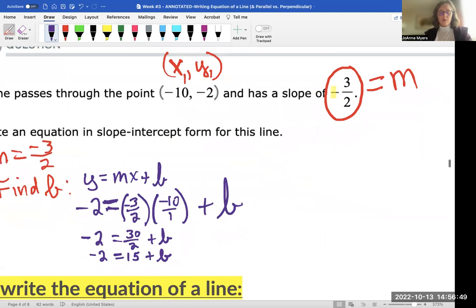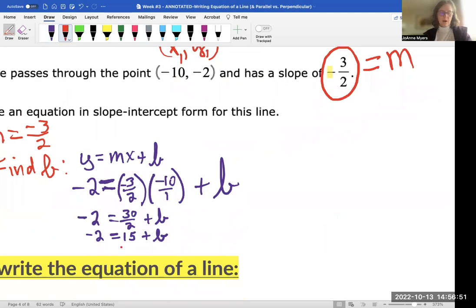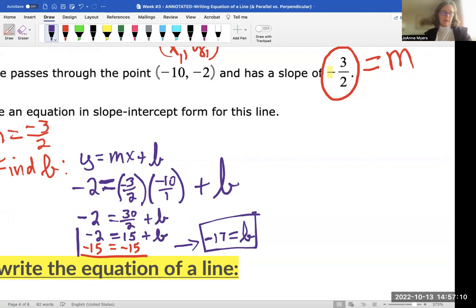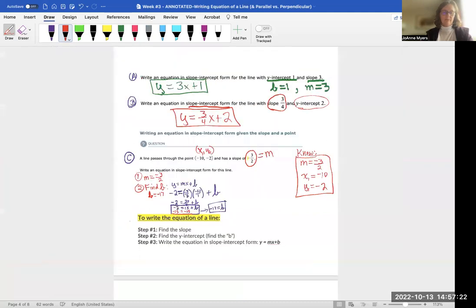I want b by itself. What's blocking my goal is that positive 15. So what we choose to do to both sides of the equation is subtract 15 from both sides, and I'm out of space. So negative 17 is the same thing as b, because I'm subtracting this right here. So my b is negative 17. So that was step 1.